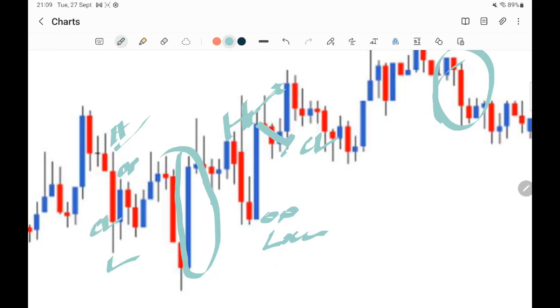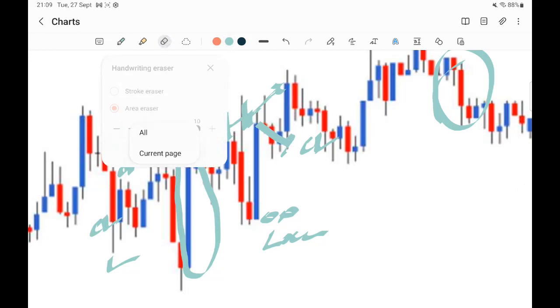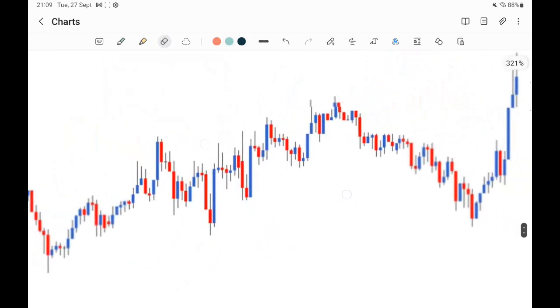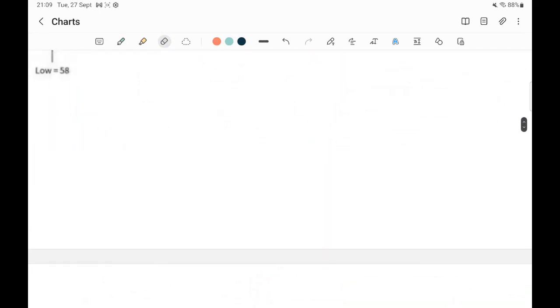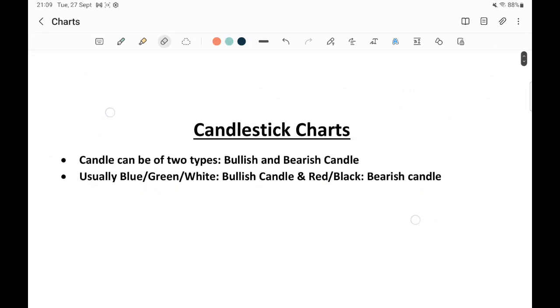In future we'll discuss in detail how to analyze all these candlesticks and how you can understand the price action by understanding the candlestick. This is basically an introduction video where we're discussing the candlestick chart.